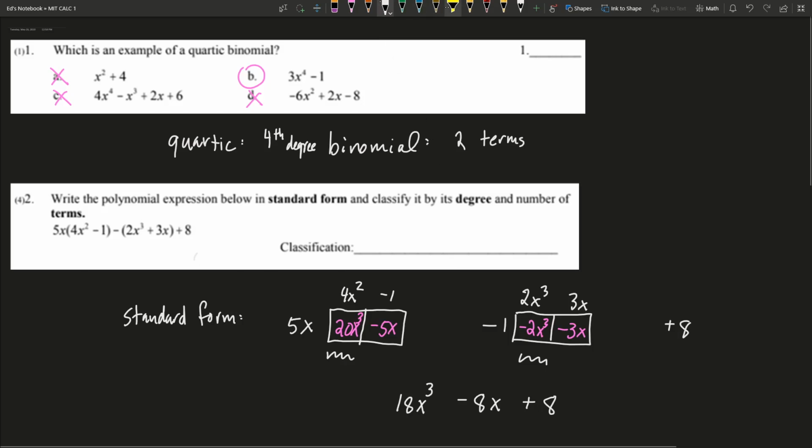So this should be what you answered, 18x cubed minus 8x plus 8. This is it in standard form, and the classification is what? It's a cubic, because it's third degree, trinomial.